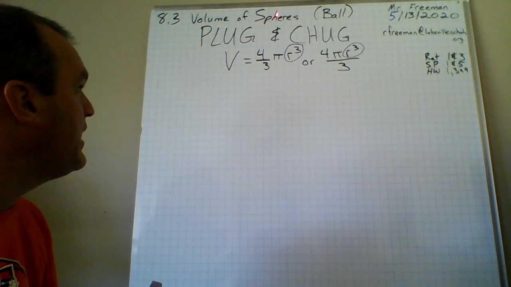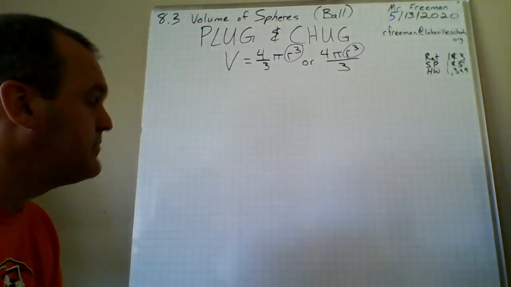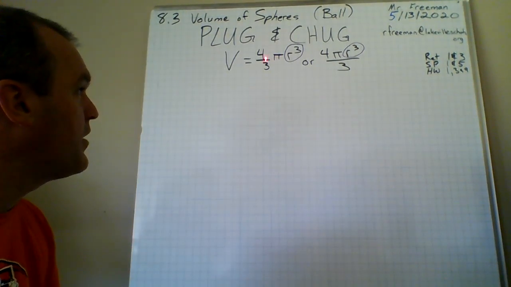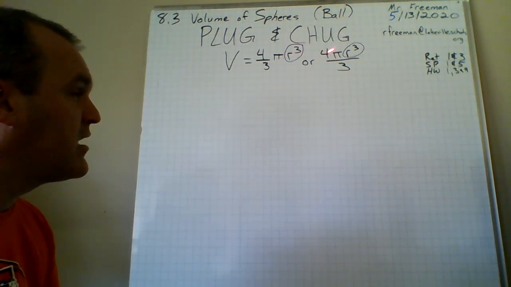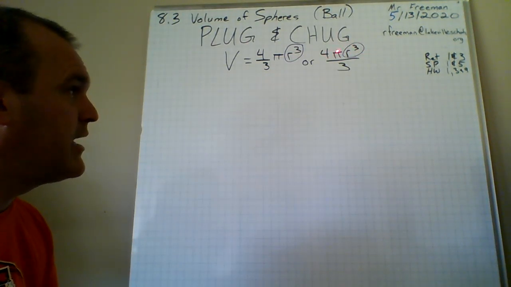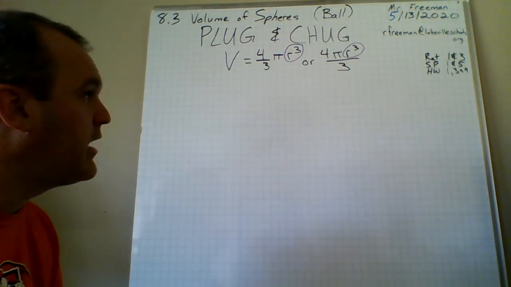This is 8.3. It's volume of spheres, otherwise known as a ball shape. Okay, 4/3 pi r cubed is the formula. The main thing to really make sure you pay attention to is that this is r cubed this time, not r squared. The way I'm going to be doing this with you is to take 4 pi r cubed first from the 4 here in this top line, and then after we do it, we're going to divide it by 3 and get our answer.